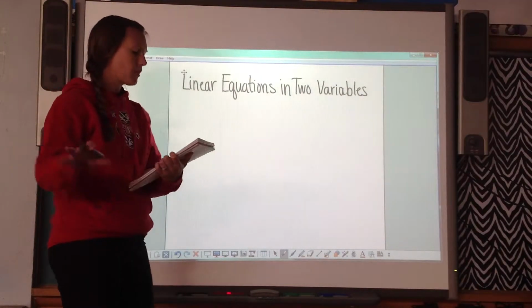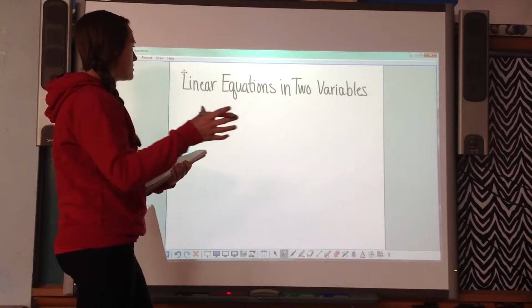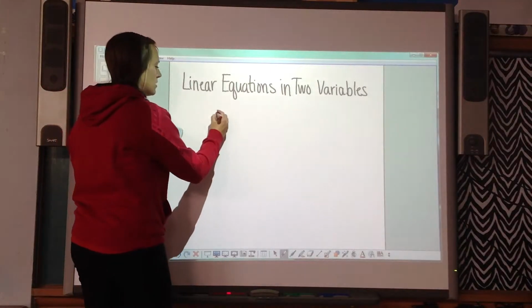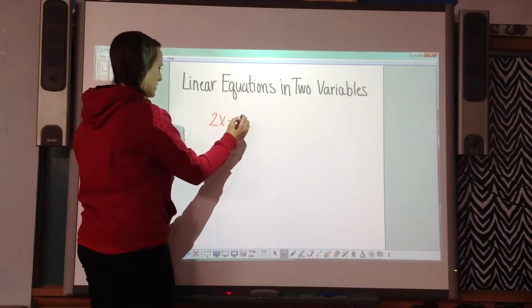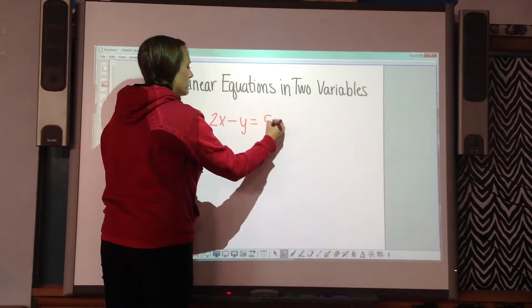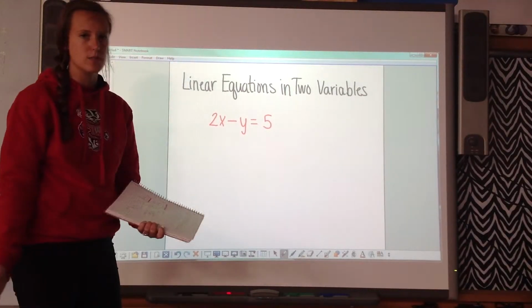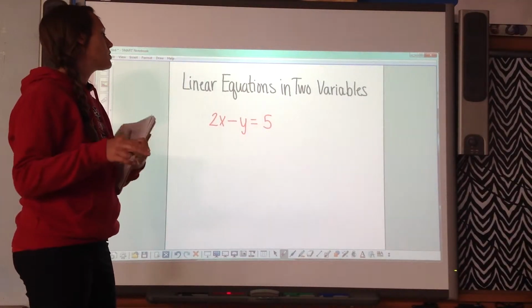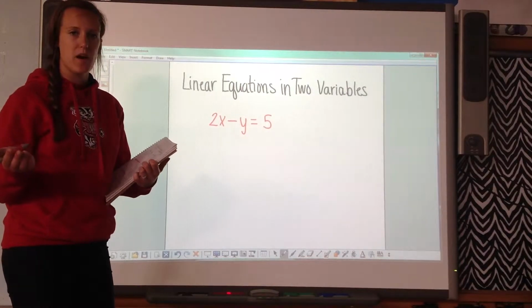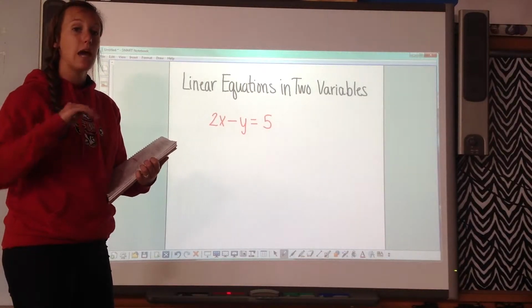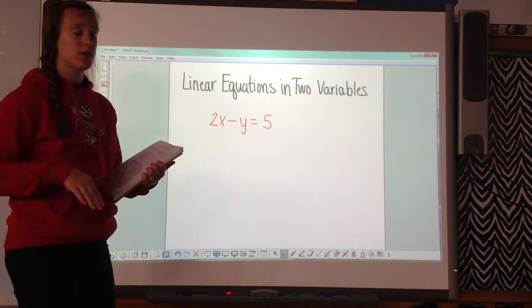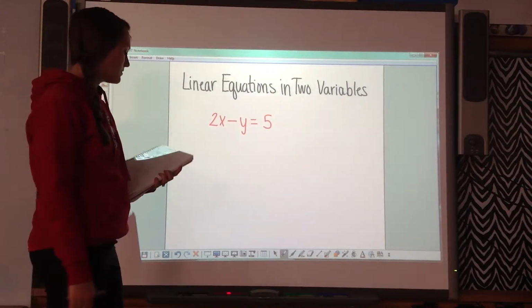So know that in this section you're going to see equations that look like this. 2x minus y equals 5. Do you see why it's called linear equations with two variables? Those two variables are usually going to be x and y because they relate to the x coordinate and the y coordinate, or the x-axis and the y-axis.